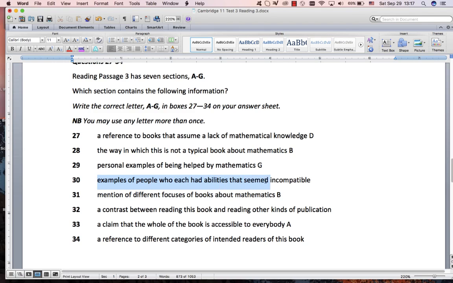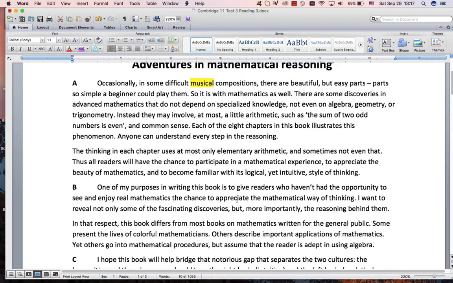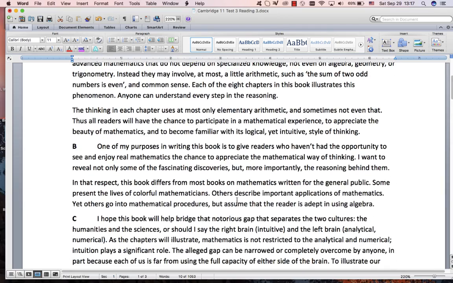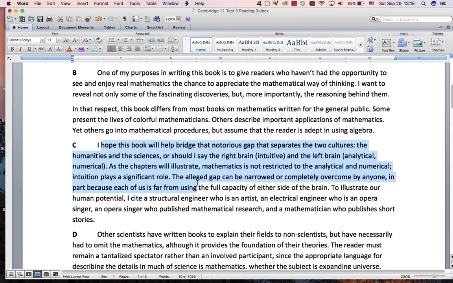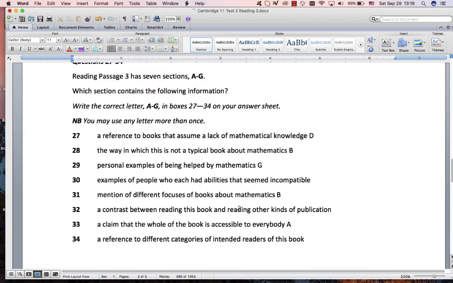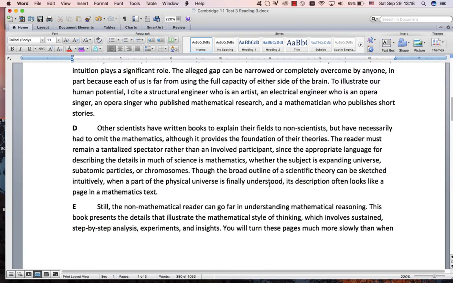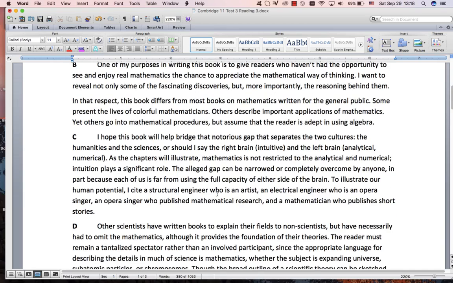Now, examples of people. Let's find some people, abilities that seemed incompatible. Remember, they're going to be paraphrasing here, so you probably won't find incompatible. We used all of this. And then here is some examples. An engineer, an artist, engineer, singer, mathematician. So there's all different people. Maybe it's that. Had abilities that seemed incompatible. Incompatible means they do not match. And yes, that is the answer.